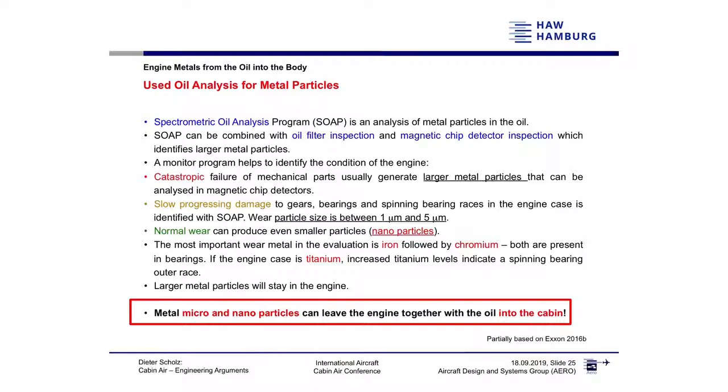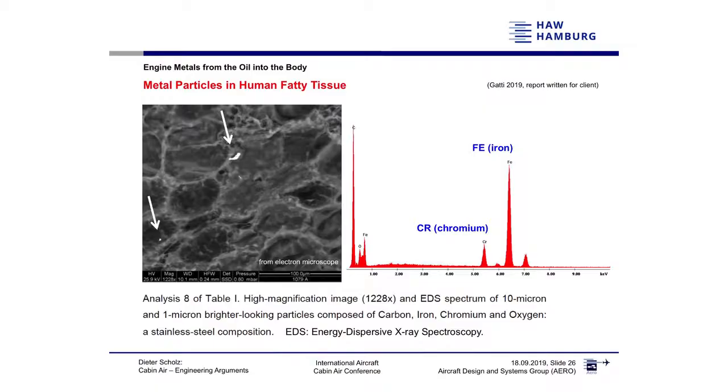Now, the interesting thing is that when you have an engine, you monitor the engine by looking at the oil. Also for the motorcycle, you have an oil plug with a magnet, and then you look at how many metal parts are stuck on this magnet. And the same thing, only more sophisticated, is taking place in the engine, where the engine oil is being looked at. So metal parts are in the oil, and this is totally normal. But the problem is, if the oil gets out, then also the metal parts, which are in the oil, get out.